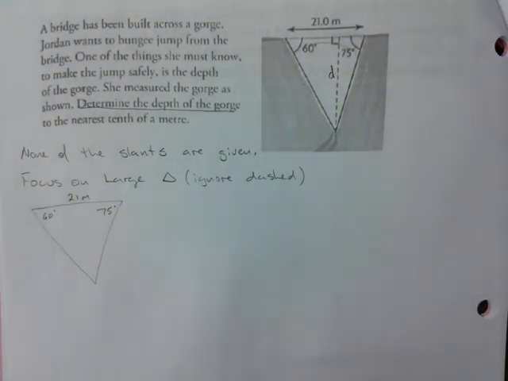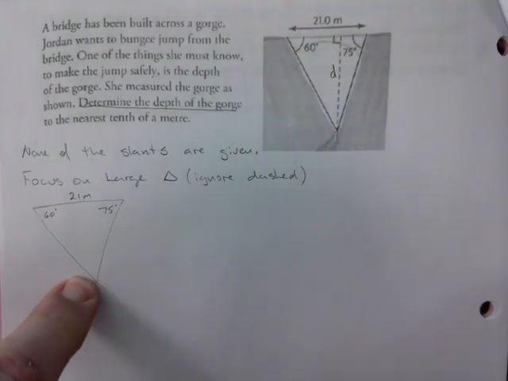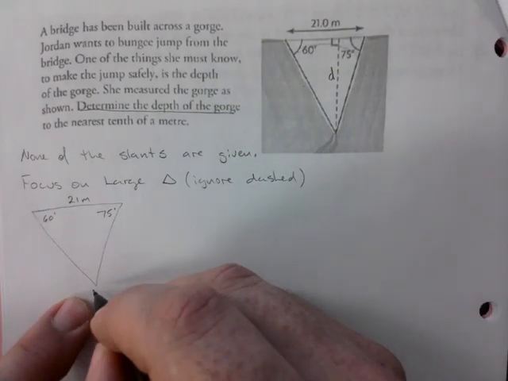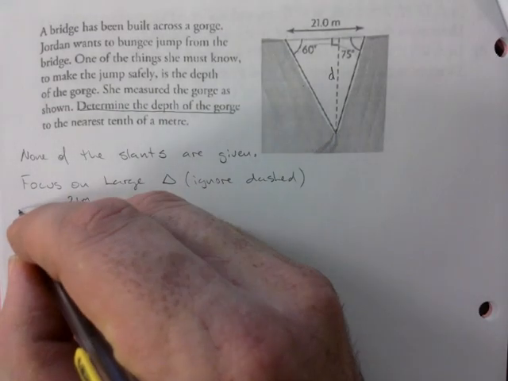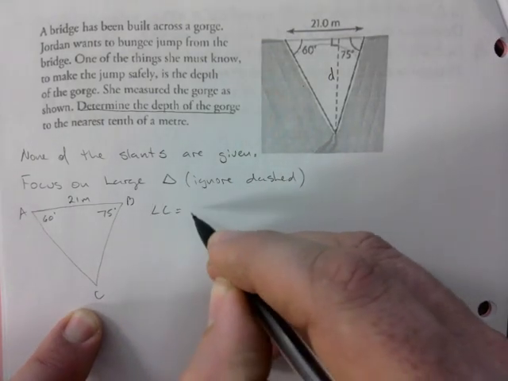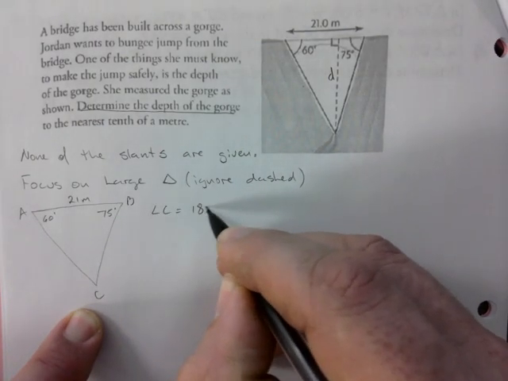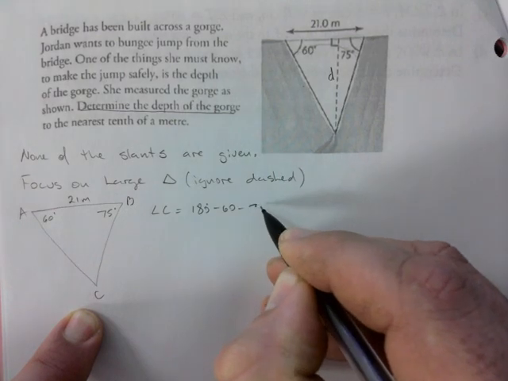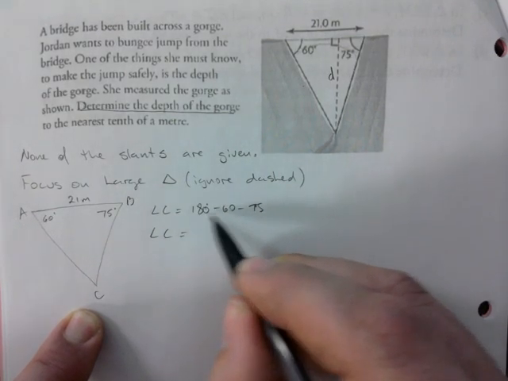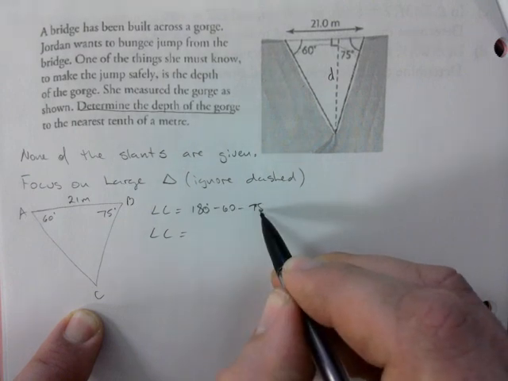No pair, right? This is the hidden pair scenario of sine law. Let's try to find this one. What are we going to call this? We're going to call this A, B, C. So angle C is 180 minus 60 minus 75. And you might have to help me here a little bit. This is 60 and that's 135. So this is 45.